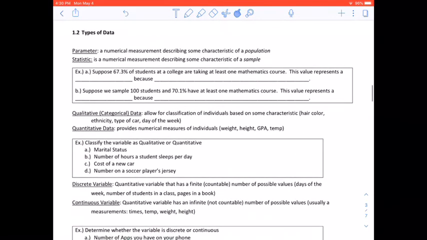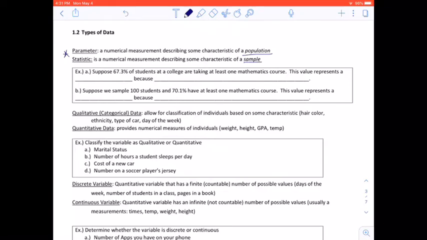1.2 is types of data. A lot of vocab in here too. So we have parameter and statistic. So a parameter is a numerical measurement describing some characteristic of the population, whereas a statistic is the same thing but talking about the sample. So it says, example, suppose 67.3% of students at a college are taking at least one math course. This value represents a blank because blank. And then the next one says, suppose we have a sample of 100 students and 70.1% have at least one mathematics course. This value represents blank because of blank.